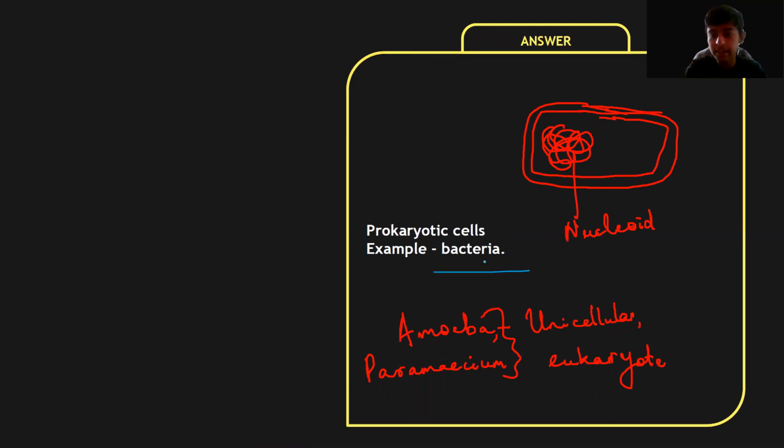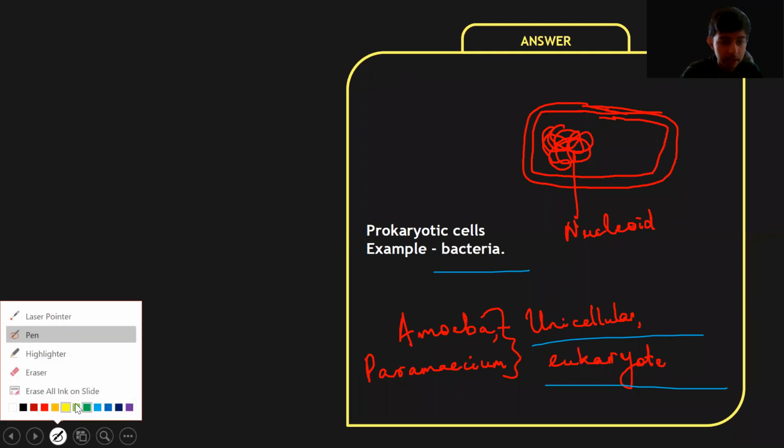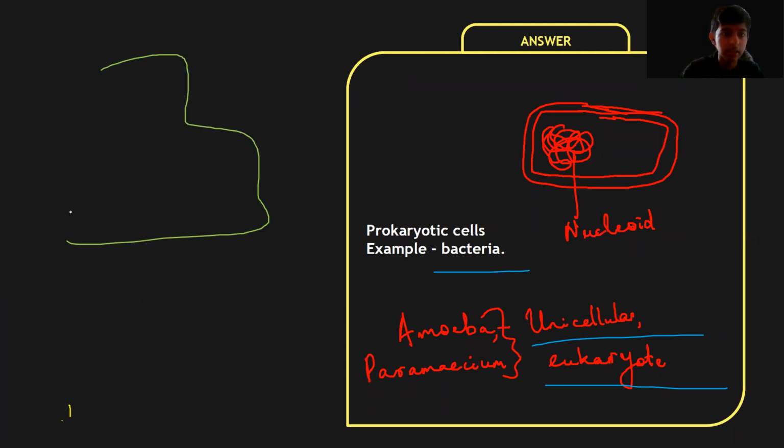The nucleoid, as I talked about. Amoeba and paramecium are unicellular, but they are eukaryotic. Their nucleus is visible. If we just talk about amoeba, suppose this is the amoeba, it has a nucleus, isn't it? It is a eukaryote.